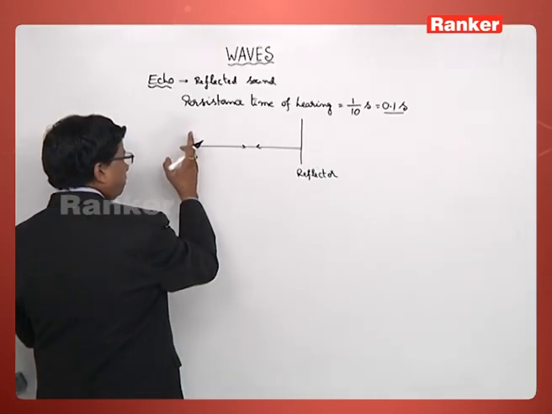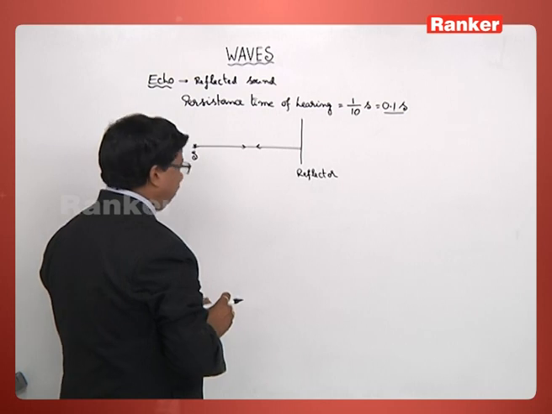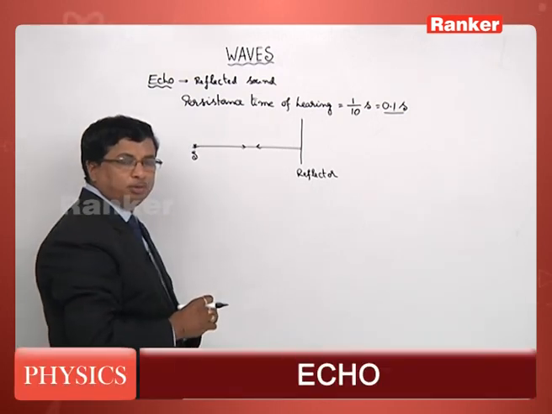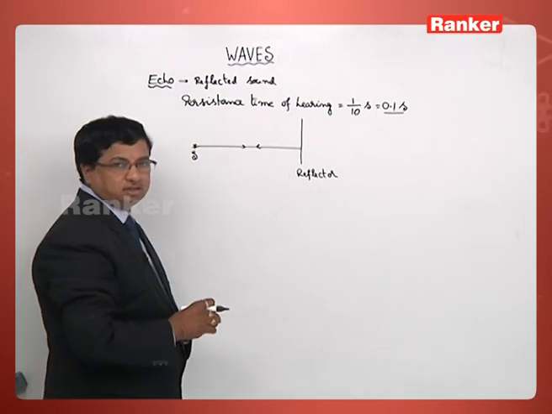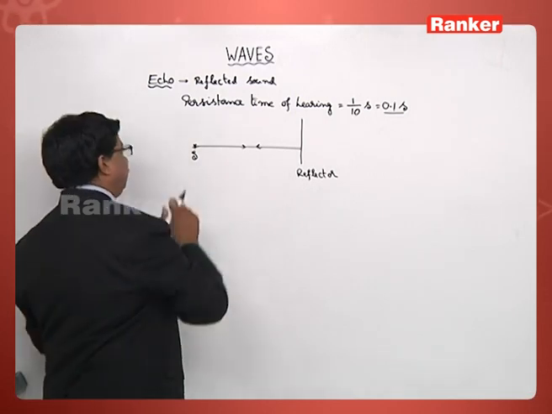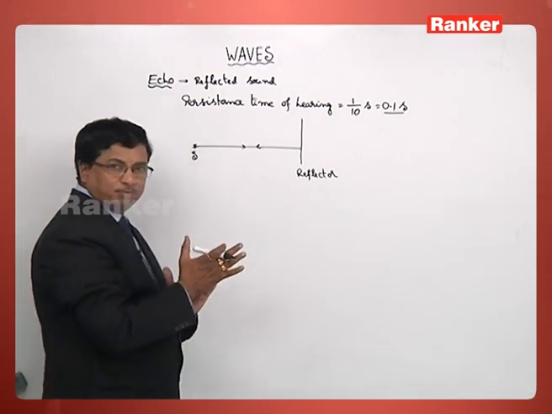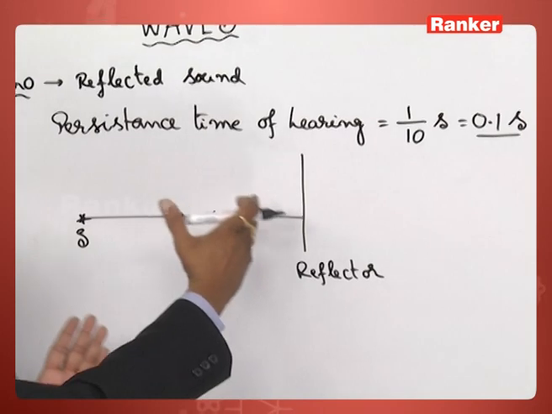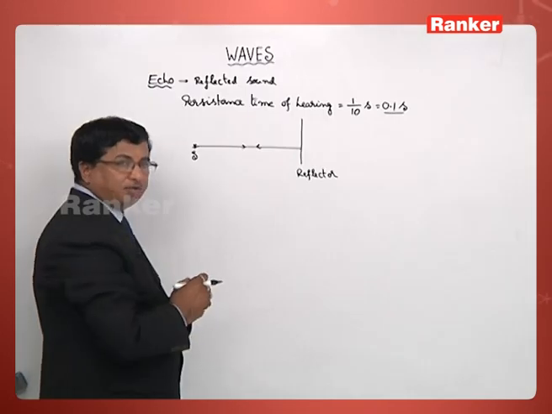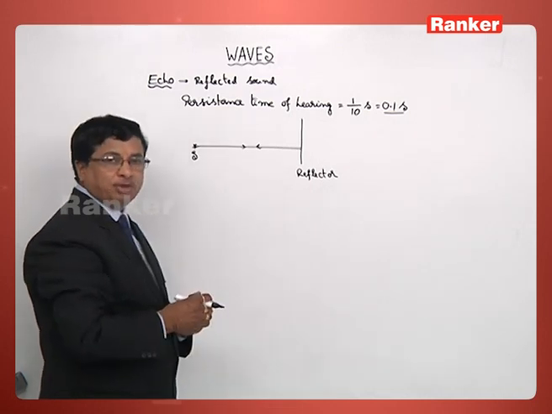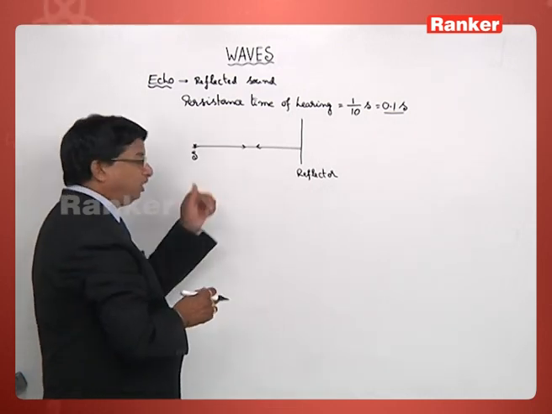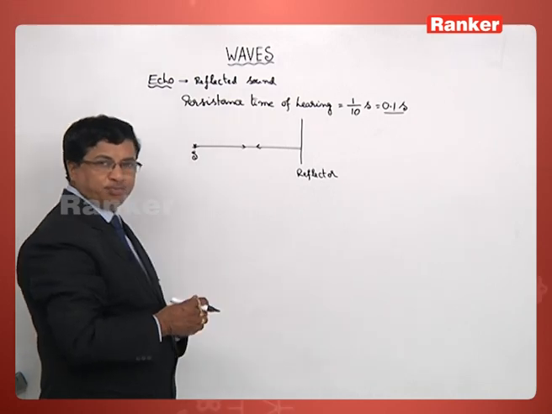Suppose an observer is standing nearby or adjacent to this sound producing source, he can hear an echo out of that. Even if a person is standing here and clapping, the sound reaches that reflector and comes back after reflection. That same clapping, which he produced earlier in the form of sound, can now be heard in the form of an echo.